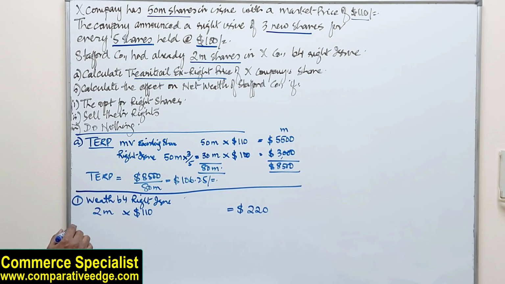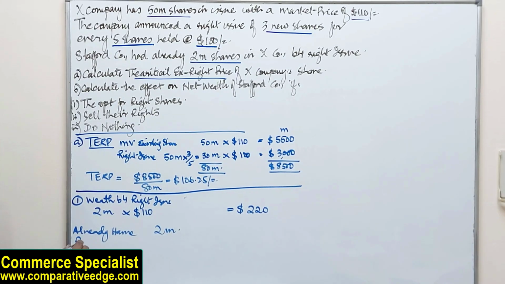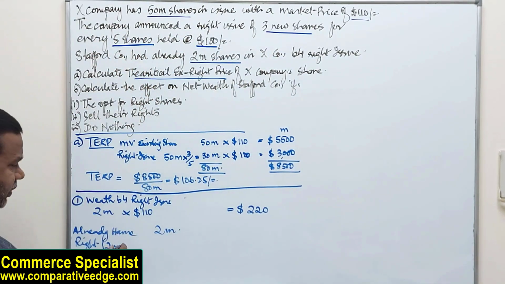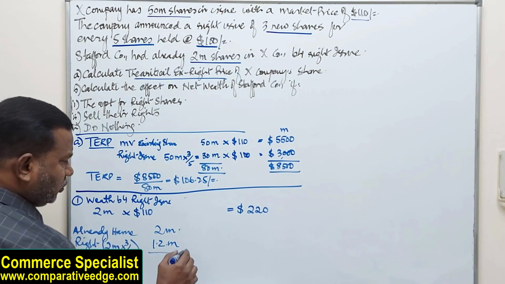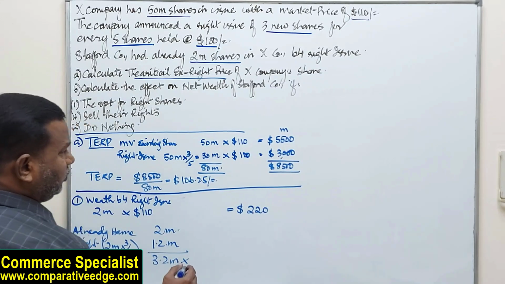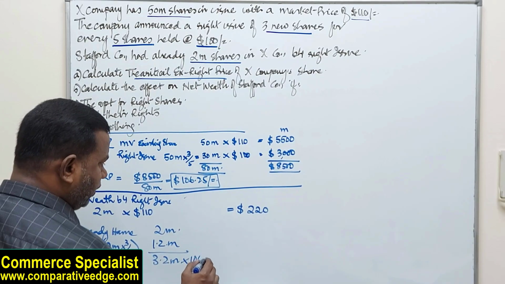Now they are buying right shares. Please remember, they already have 2 million shares, and when they buy the right issue, the offer is 3 new shares for every 5. So keep 3, what you're getting, in the numerator and 5, what you have, in the denominator. This gives you 1.2 million new shares. So in total you have 3.2 million shares, and each share will have a value, obviously, of this theoretical ex-right price, which is 106.25.